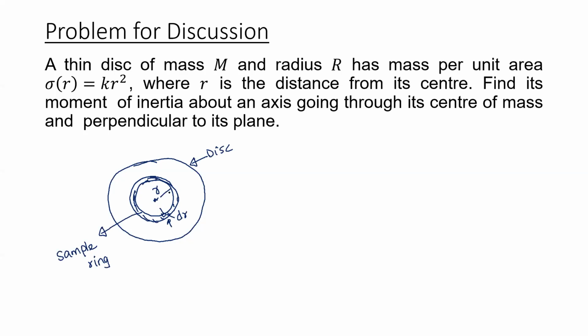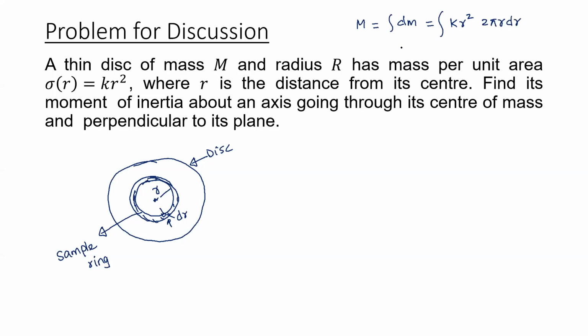So what we can do is two things. Since we need to express the answer in terms of the given mass m, we'll have to integrate for both mass and then moment of inertia. So if you look at the mass, we know mass is the integral of dm. When I take dm, mass per unit area is given as kr square. So let's write that first, kr square, and then into the area of this ring. The area of the ring is 2 pi r dr.